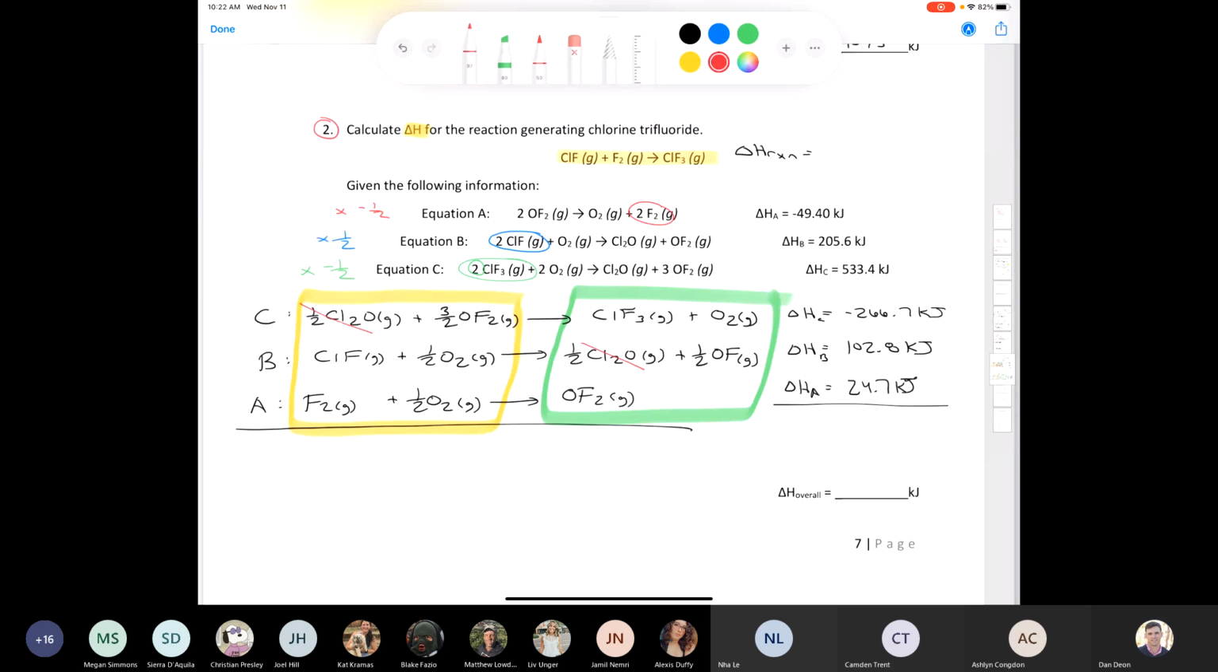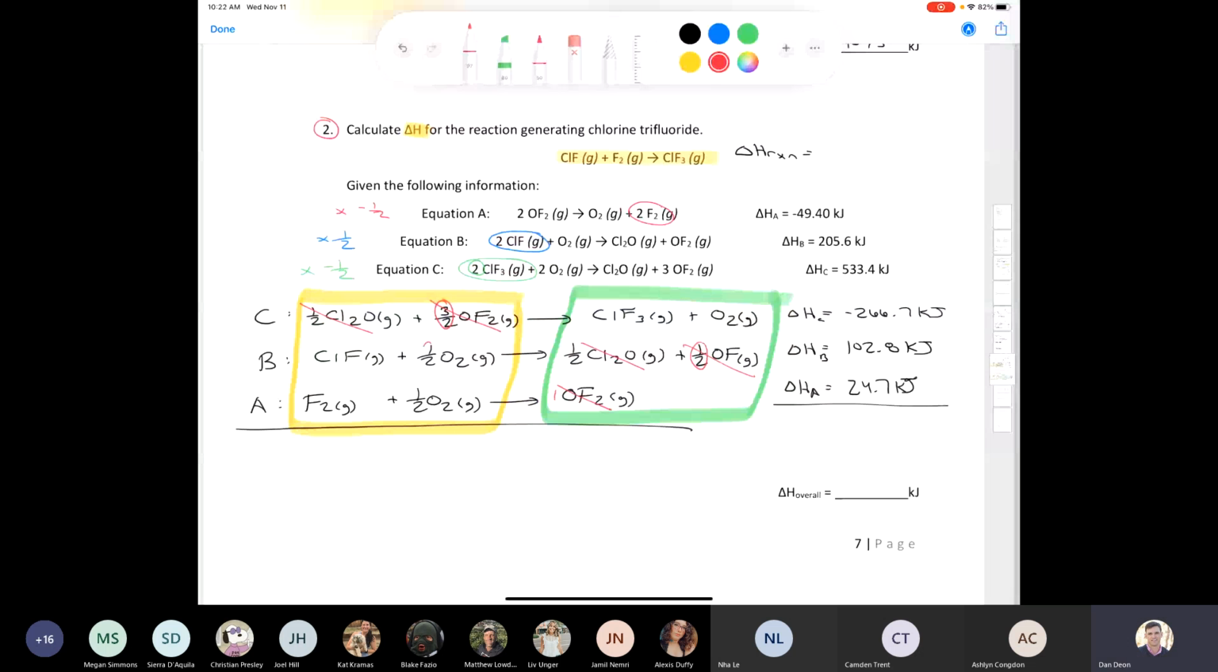Let's see. Here I have 3/2 OF2. What's 3/2? 1.5, right? You take 3 and divide it by 2, you get 1.50. Okay, so I have 3/2 OF2. Here I have 1 OF2 and 1/2. You take 1 and you add 0.5. What do you got? 1.50. Good. So these are all going to cancel out.